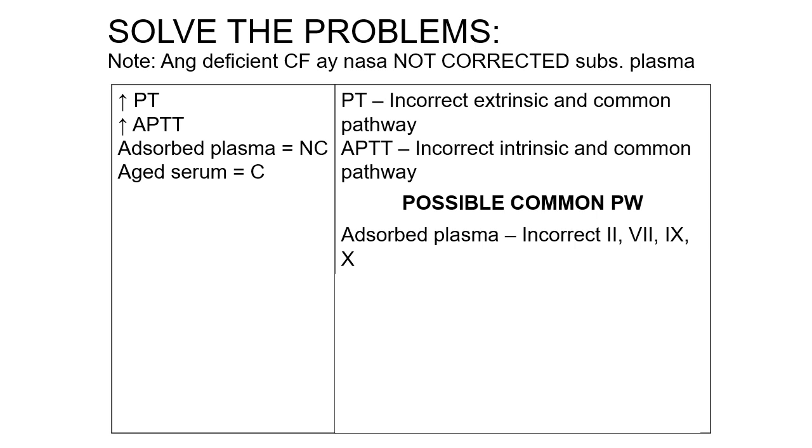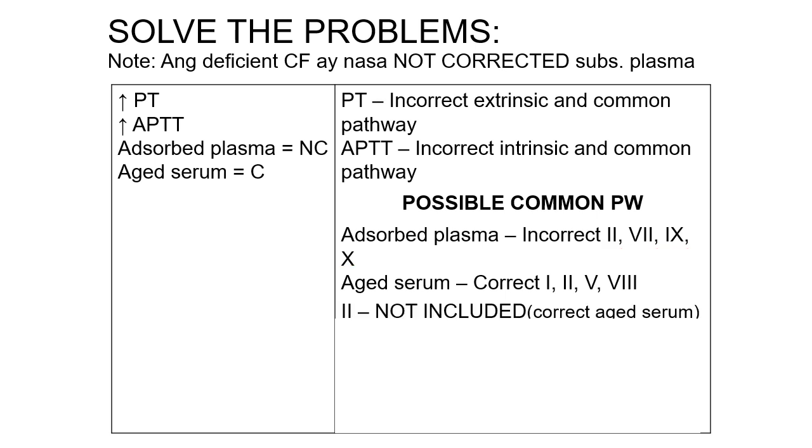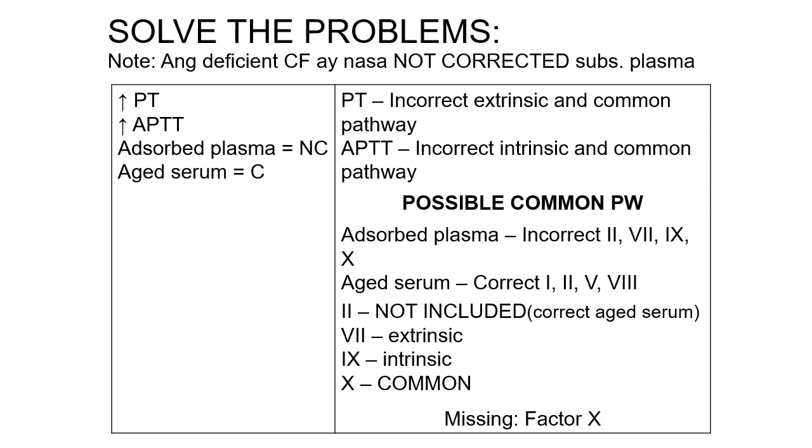Next, adsorbed plasma is not corrected. So either the problem lies in your factor number 2, 7, 9, and 10. H serum, correct daw ang levels ng 1, 2, 5, and 8. So, alin dito sa mga ito ang common pathway? So, 2 is not included. 7 is extrinsic. 9 is intrinsic. 10 is common. So, the final answer would be your factor 10.